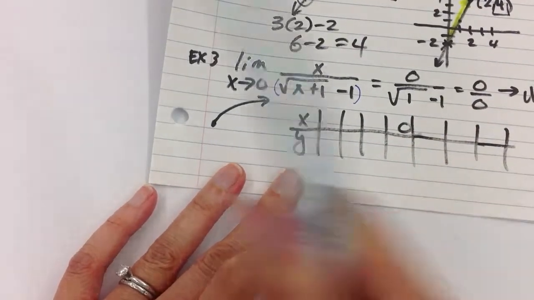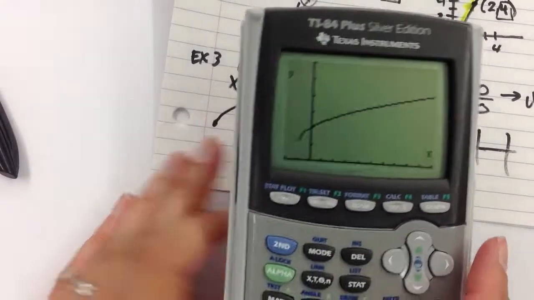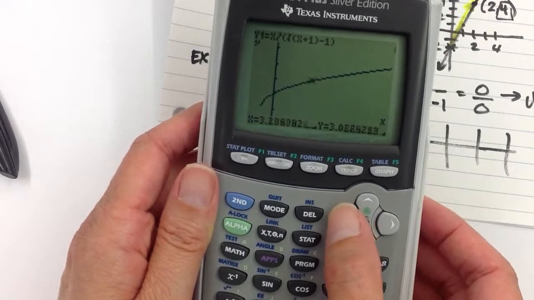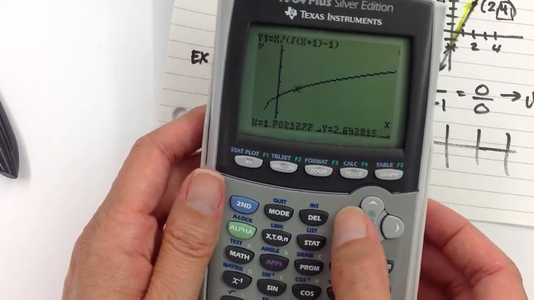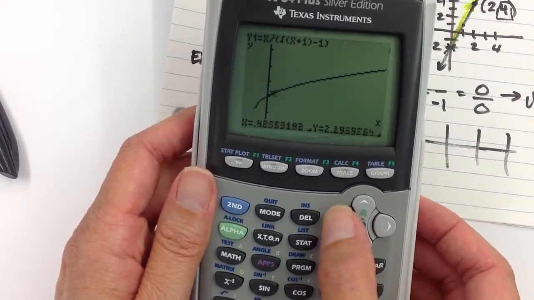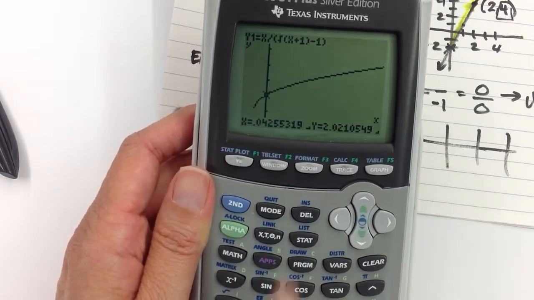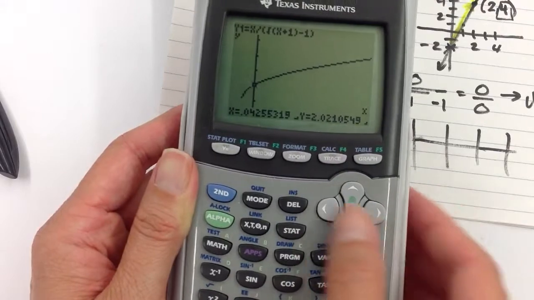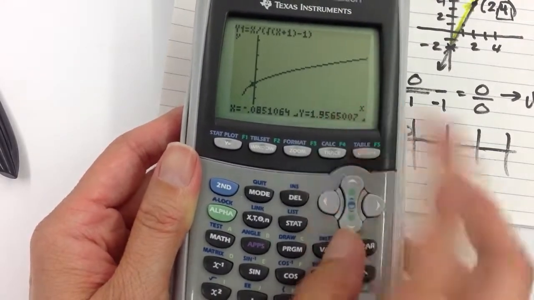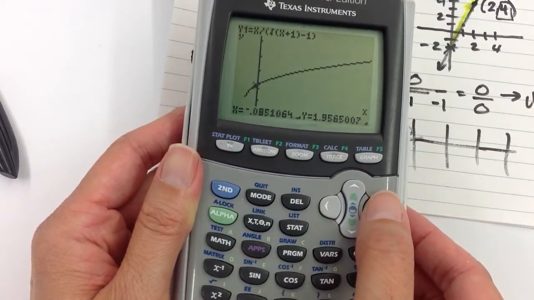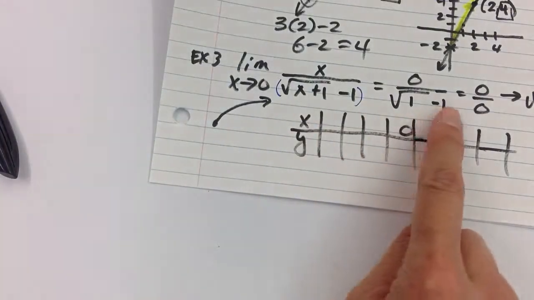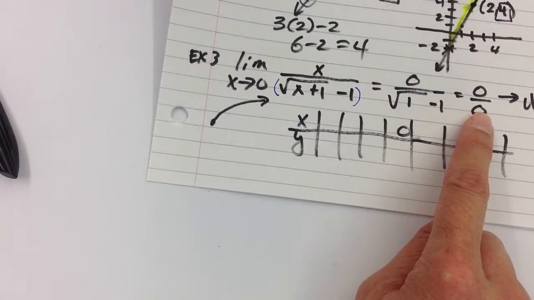Okay, so to do that, we're going to look at our table, or we can do our trace too. We can do our trace. I can go all the way to 0, but I can't quite get there, or it looks like it's going to be around 0, 2, right? So I keep going. Is it around 2? Yeah, the numbers are getting closer and closer to 2. And when I plugged it in, I didn't get a 2. I got 0 over 0, which told me nothing.